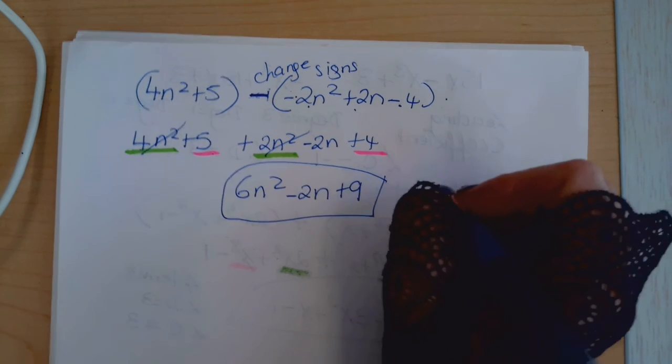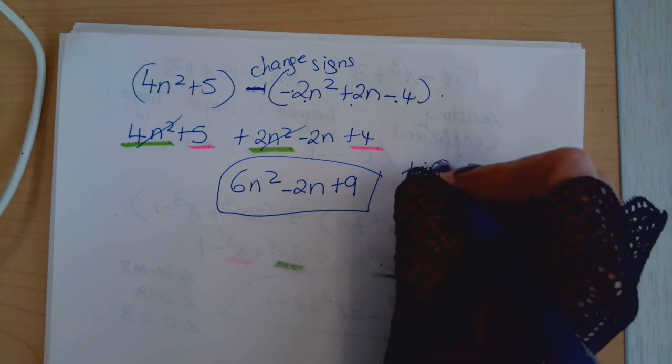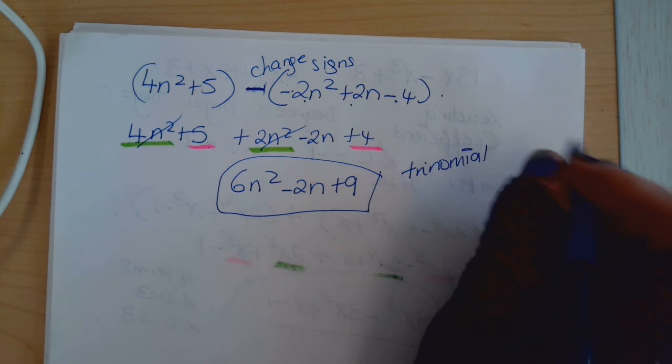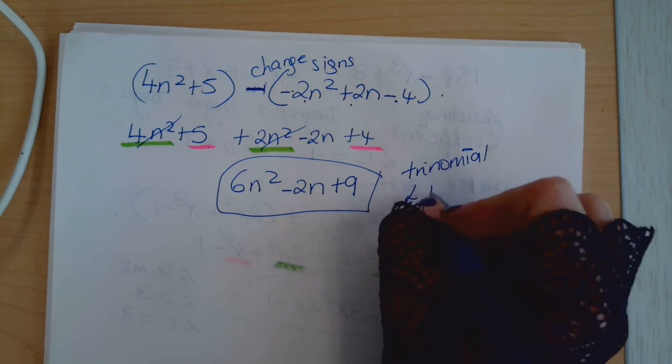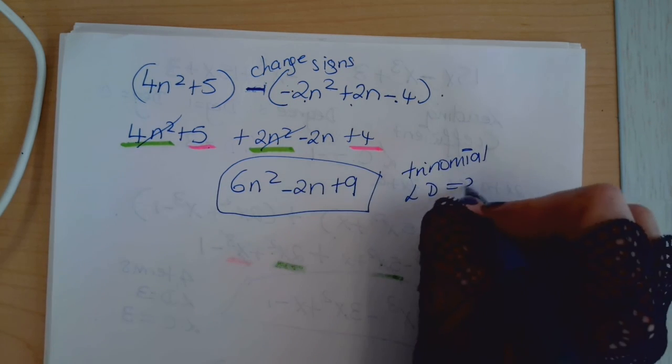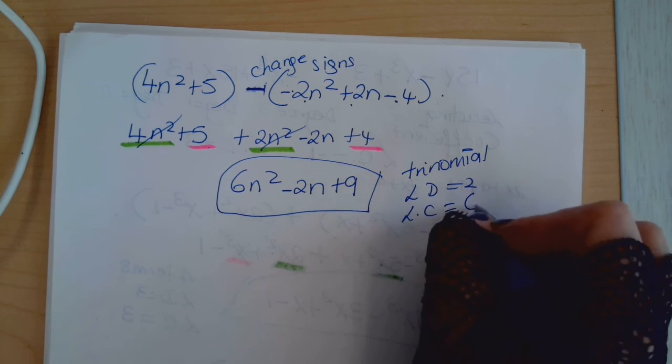So again, I have a trinomial. It has 3 terms. The leading degree is 2. The leading coefficient is a positive 6.